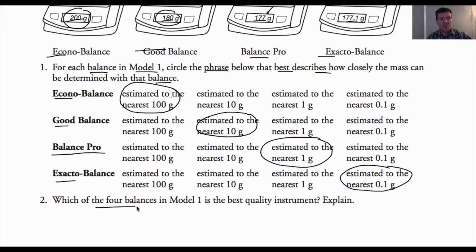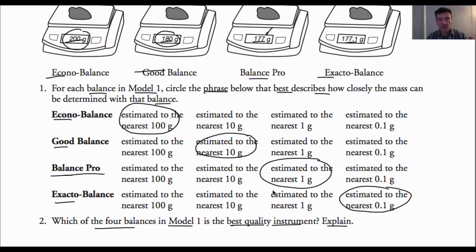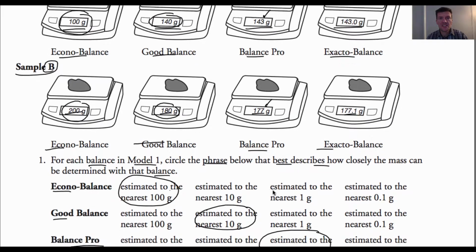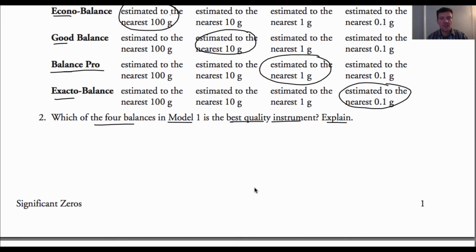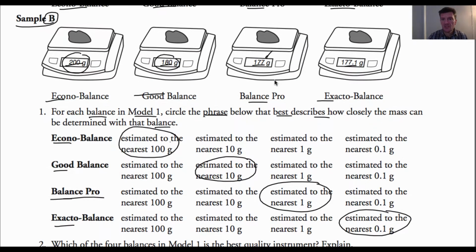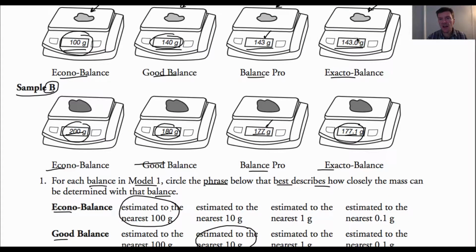Okay? Which of the 4 balances in Model 1 is the best quality instrument? Well, all of them are useful, have their place in measuring a mass, but the best quality instrument is going to be the exacto. The exacto is going to give you the most digits for any of the measurements. So you're going to get here 4 significant digits. It is taking your measurement out to the nearest tenth of a gram.